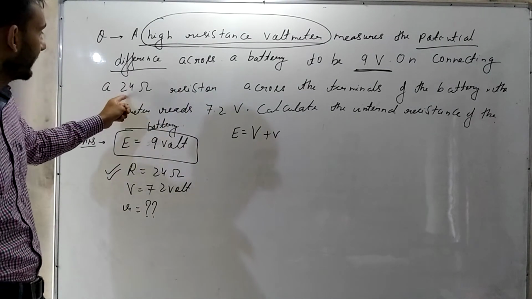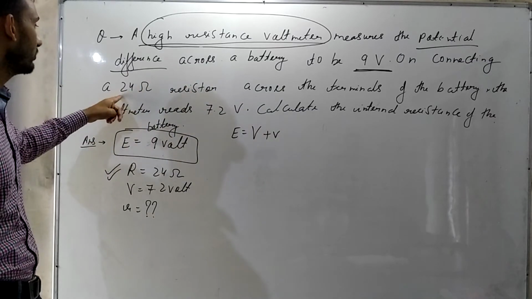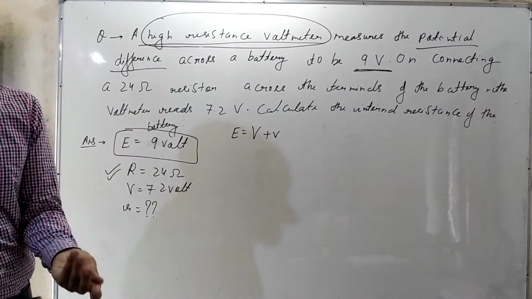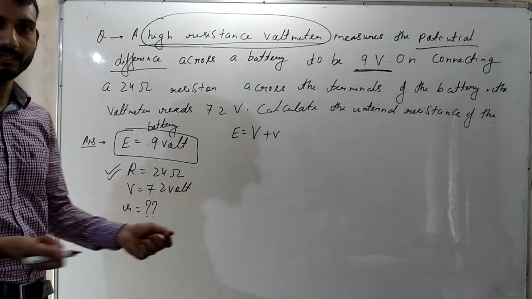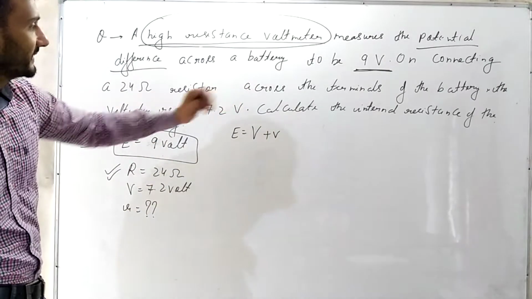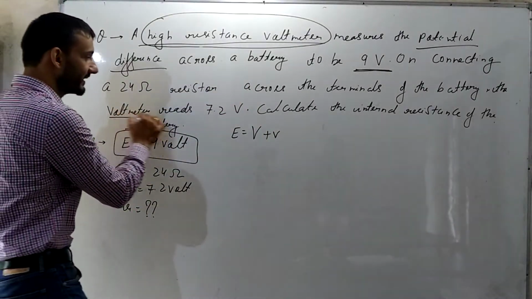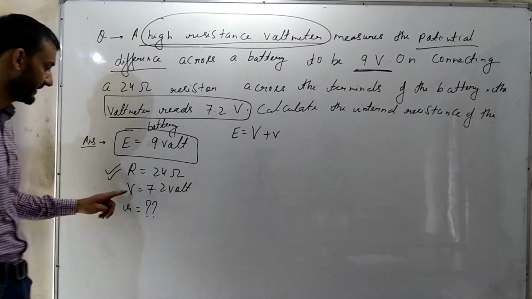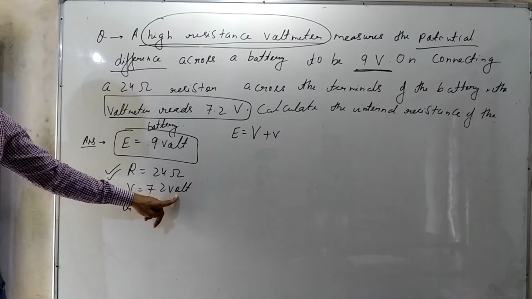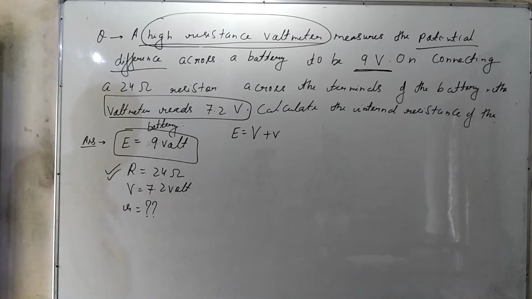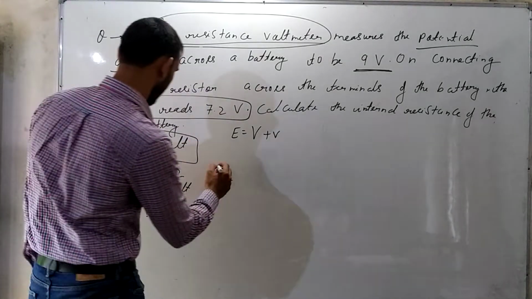Now again, after connecting this, the reading was taken. Now you know that if this is connected, obviously it is going to take current. Now if it is connected, the voltmeter again reads this much. It means this is the terminal potential difference. Now they are asking us to calculate internal resistance. So we will use this.